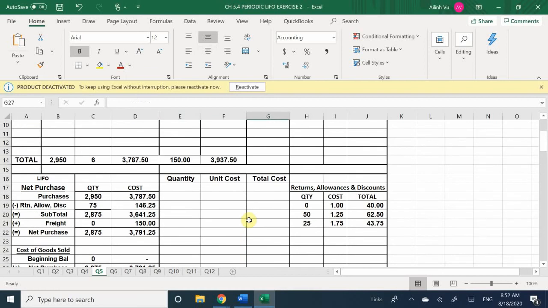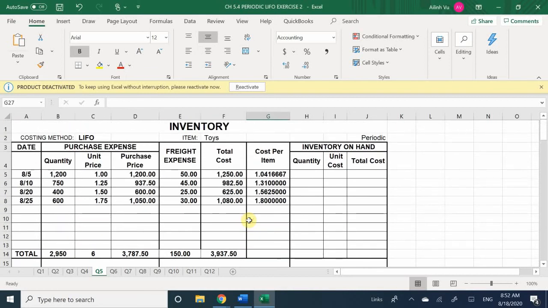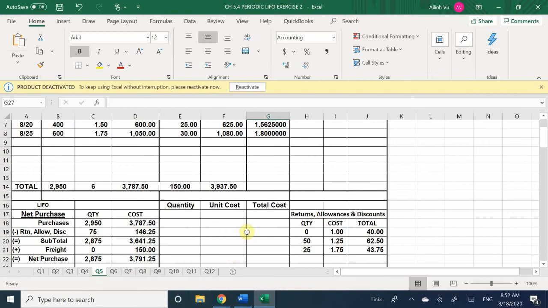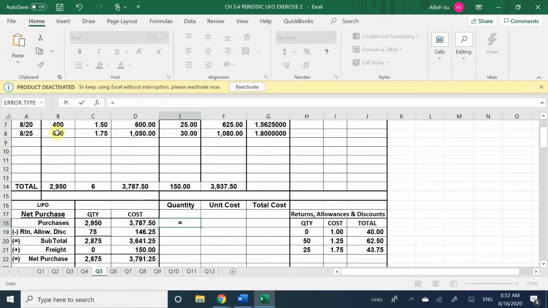Now, what costing method are we focusing on today? LIFO. Okay, so which batch are we taking out first? The last one, which was for 600 items, right? Or if you want to go by date, it was 8/25. Now, let's go ahead and plug it in here. Now, do we actually still have 600 items? No, because of the return.